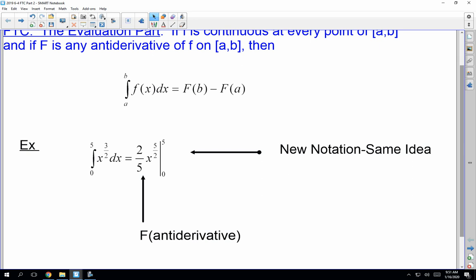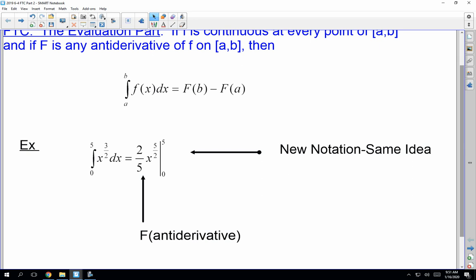And you've done a little bit of that already. And then this bar is just an evaluation bar. So this is the antiderivative. We call it big F. This bar is the same idea as what we did in the assignment in class the other day. So you always just evaluate it at the upper limit and the lower limit, and go for it.